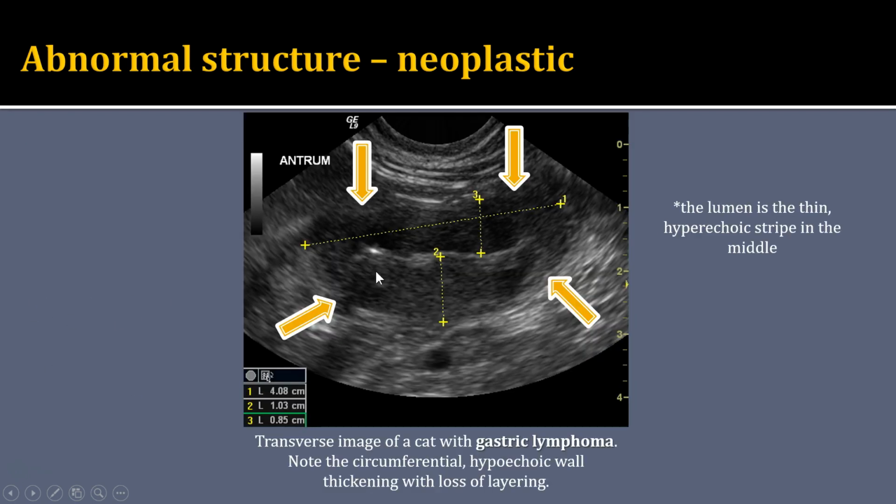This is an example of a patient with gastric lymphoma, and it is a circumferential lesion. Here is the lumen, this little thin stripe, and if you notice, this wall is diffusely hypoechoic and there is absolutely no normal wall layering, and that is very common with lymphoma.